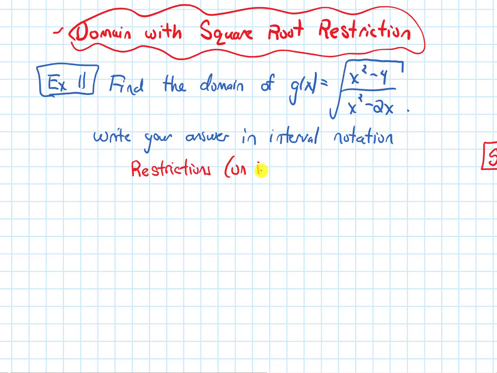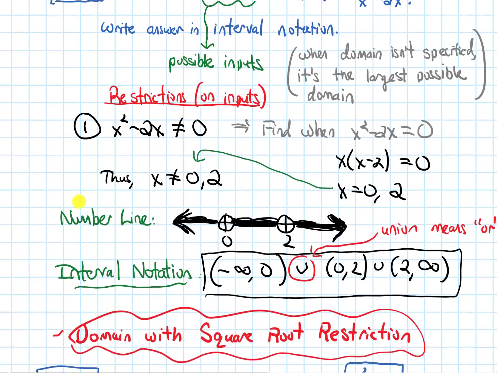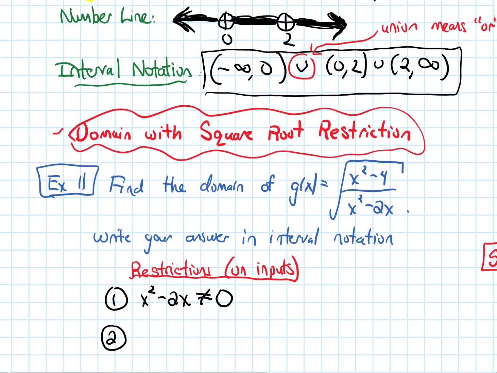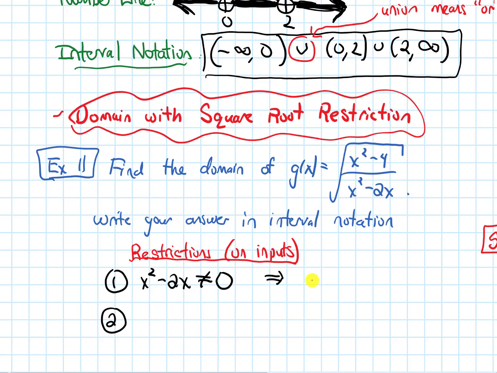So the restrictions on the numbers that we can plug in for x. And in this problem, there are two domain restrictions. One of the restrictions is that there's a denominator. So the denominator x squared minus 2x cannot be equal to 0. And we actually handled this restriction in the previous video, where we had essentially the same function without the square root. And we figured out the only values that made the denominator be 0 were 0 and 2. So from this restriction, it's telling us that x cannot be 0 or 2.